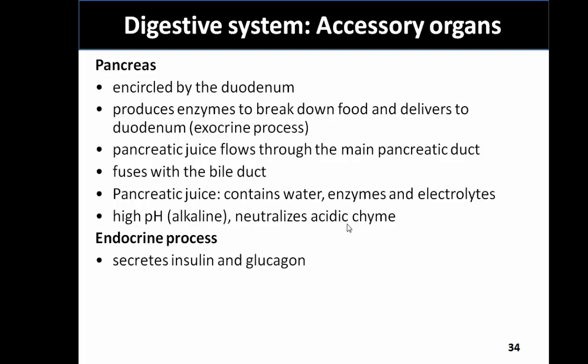We'll discuss the role of the pancreas in a later lecture, but the pancreas also serves a very important endocrine process in that it produces two proteins, insulin and glucagon, which function as hormones. These hormones are involved in the regulation of blood glucose in the body.